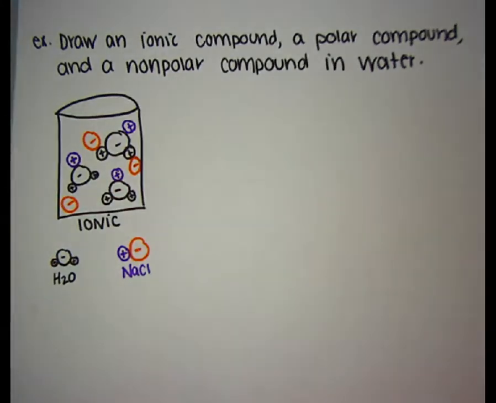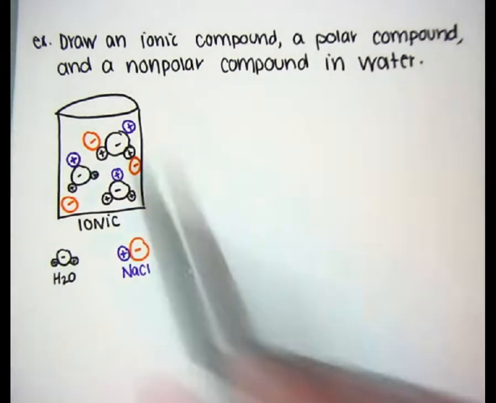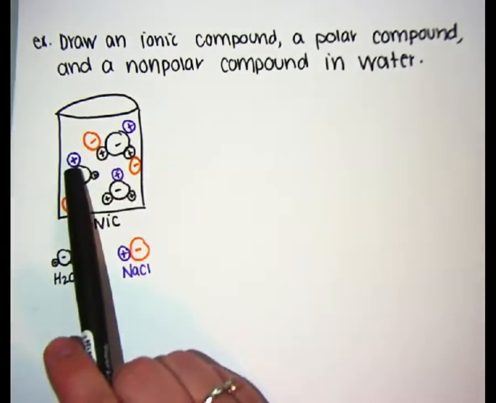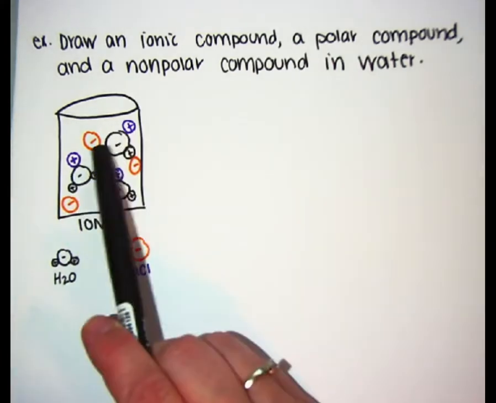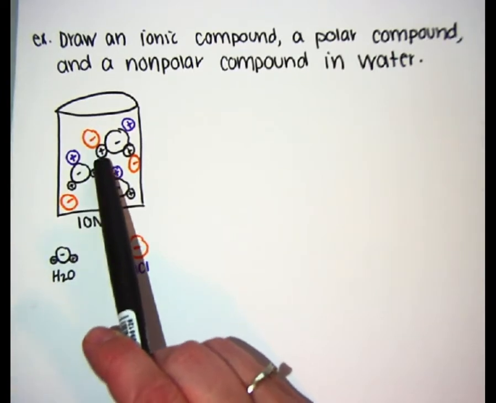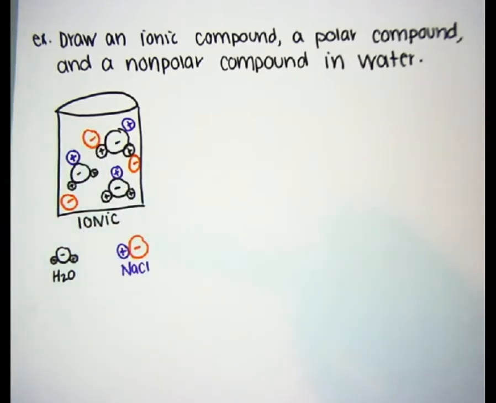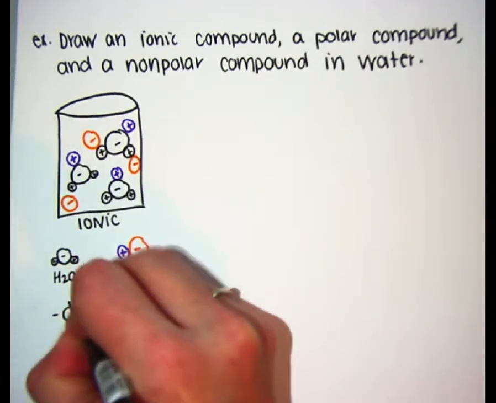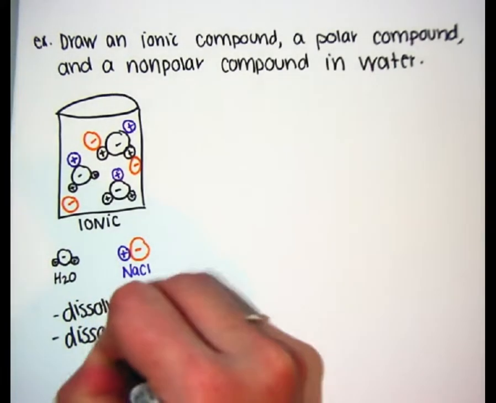So the main thing that we need to know for an ionic compound is not only does it dissolve, but it also dissociates. This sodium chloride molecule is going to break up. That positively charged sodium will be attracted to the partial negative oxygen of water. The negatively charged chloride ion will be attracted to that partial positive hydrogen, and that is going to cause sodium chloride to separate or dissociate. So ionic compounds dissolve and dissociate.